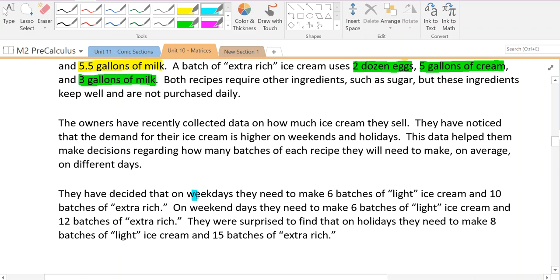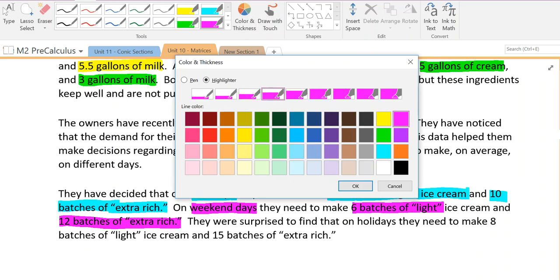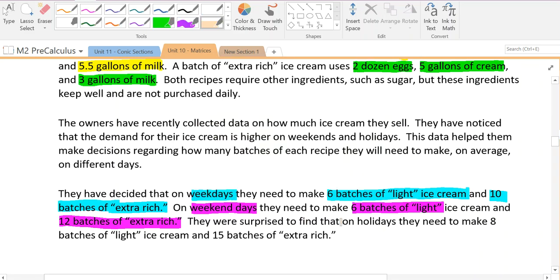They need to make, so on weekdays, they need 6 batches of light ice cream and 10 batches of extra rich. And on weekends, they need 6 of the light ice cream and 12 of extra rich. They found on holidays, let's get another color for my highlighter. I think the purple's going to be too close. Let's do orange. On holidays, they need 8 batches of light ice cream and 15 of extra rich.